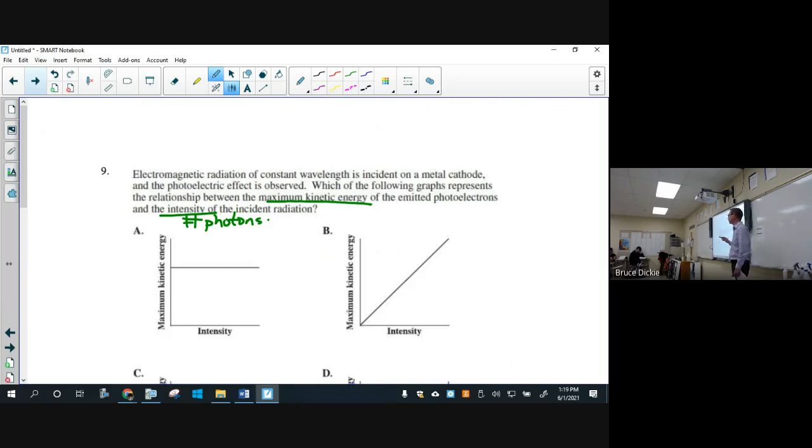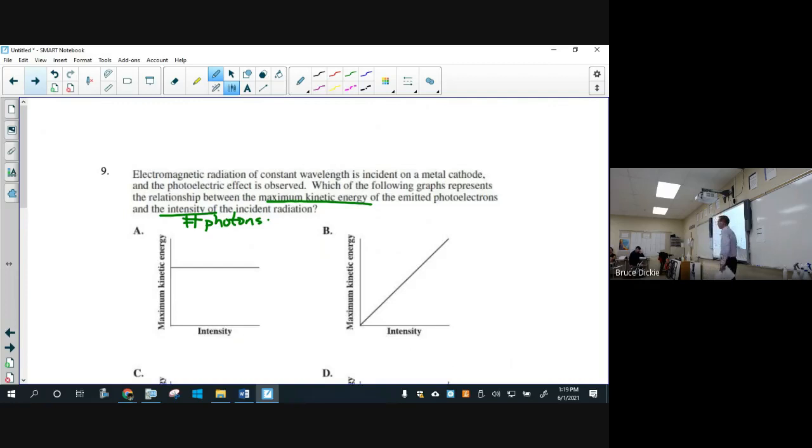What is the relationship? Don't even look at the graphs. Just tell me, what is the relationship between number of photons and energy of the electrons? How does the number of photons affect the energy of the electrons? It doesn't. The number of photons affects the number of electrons. The energy or the frequency of the photons affects the energy of the electrons.